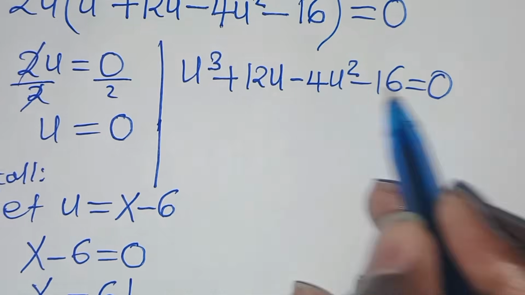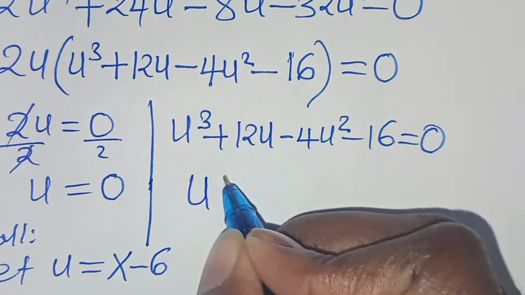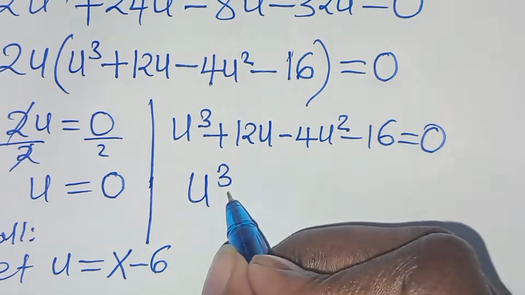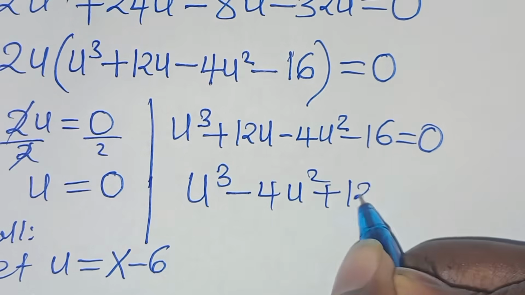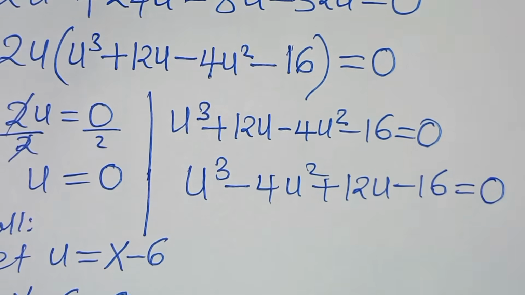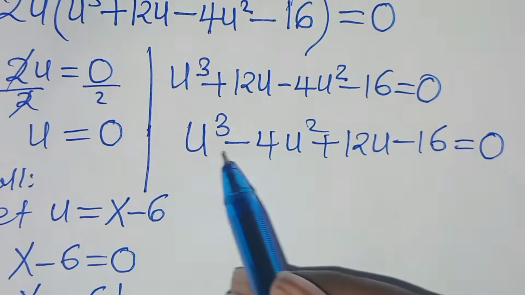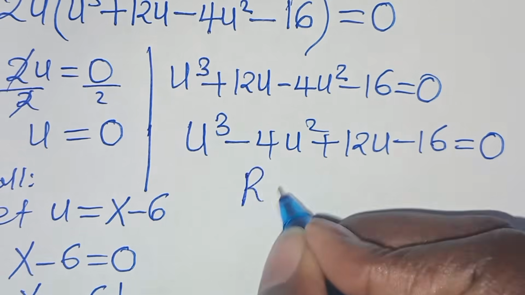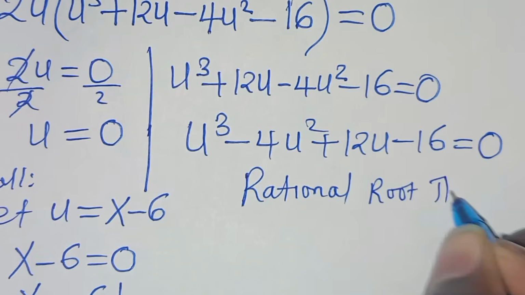So from the second part here, let's form a cubic function of polynomial of degree 3. So that this is u to the power of 3 minus 4u squared plus 12u minus 16. This is equal to 0. So this is a polynomial or a cubic function that we can solve by applying the rational root theorem. Let's use the rational root theorem from here.